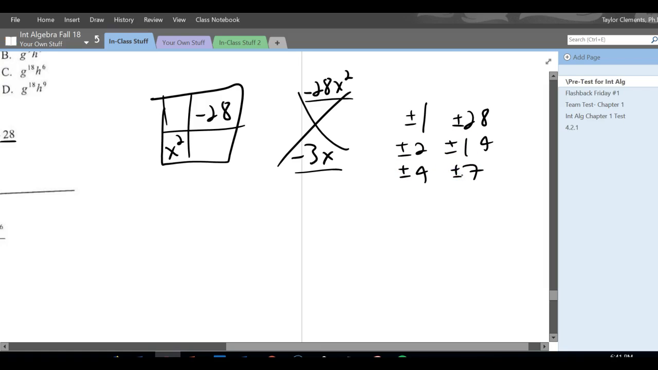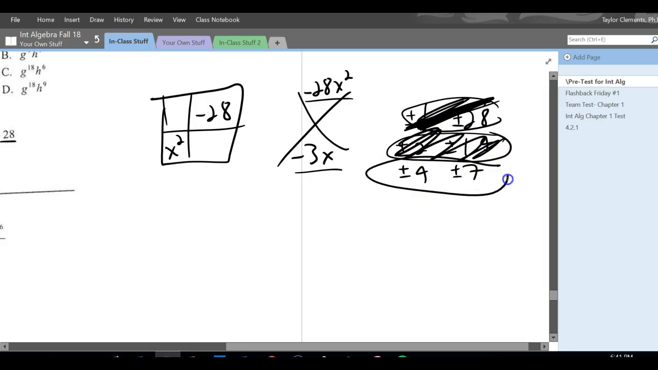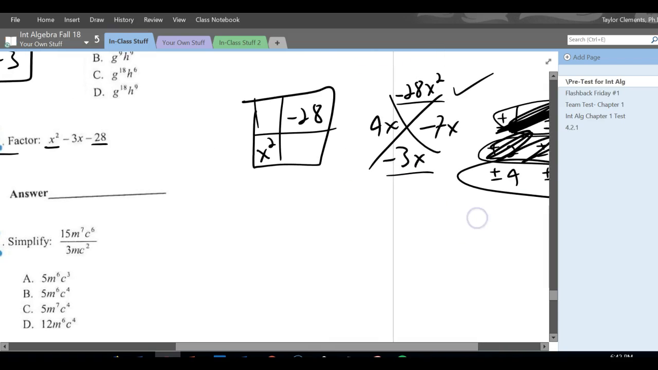Then you ask yourself, which combo of these could give us a negative 3? These two could not combine to give you 3. You could get 29, 27, that's about it. These two could give you a 12, a 16. Definitely not going to be a 3. But then you ask yourself, how could 7 and 4 somehow combine to give you negative 3? Well, if you had a negative 7x and a positive 4x. So let's check it. These two multiply to be negative 28x squared, and they add to be negative 3x. So that's good.